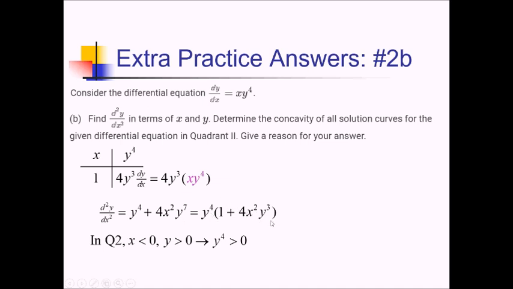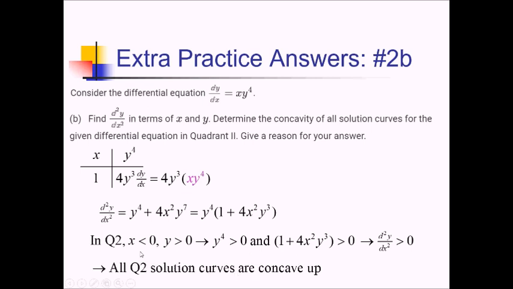So this whole parentheses then has to come out positive in quadrant 2. So you basically got a positive times a positive, which means the whole second derivative is positive in quadrant 2. If your second derivative is positive, then your original function, which is to say all the solution curves, are going to be concave up in quadrant 2.